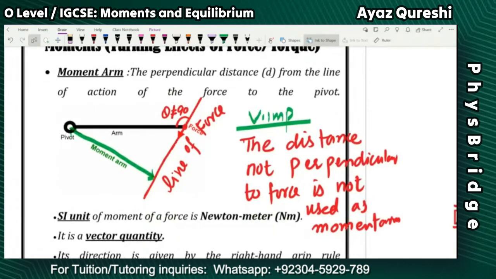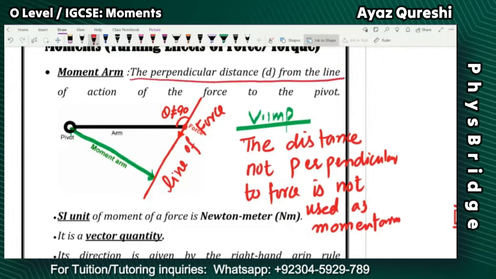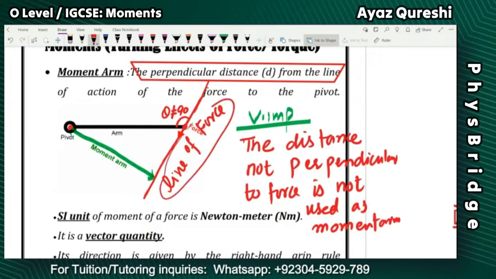When I was explaining moment arm, I told you that moment arm is the perpendicular distance, only the perpendicular distance from the pivot to the line of force. For example, here is a body, and that is the pivot. Pivot is that point or line about which the body rotates. Here a person is applying some force along a line. This red line is the line of force.